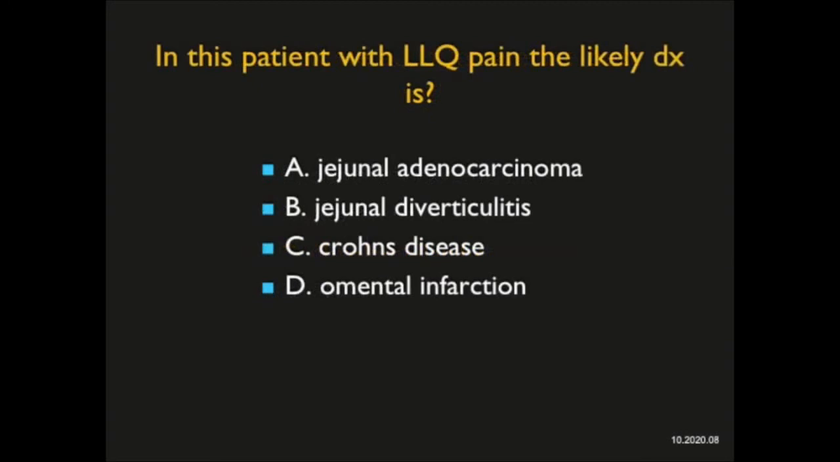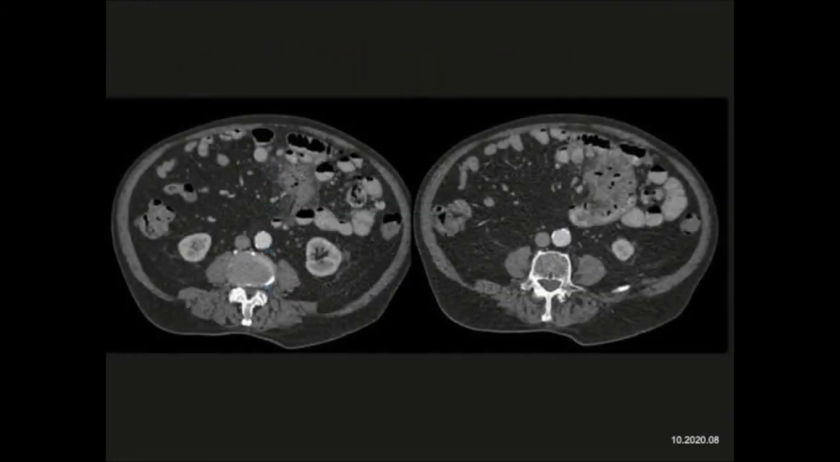This patient had left lower quadrant pain, and I asked you what the best diagnosis is. When you look at the images, you see an inflammatory process with what looks like multiple air bubbles. Perhaps it's a perforation. You could see its epicenter is not the colon, but it's the small bowel. And when you look carefully at this small bowel, there are multiple little outpouchings or diverticuli. This is a classic appearance for jejunal diverticulitis.